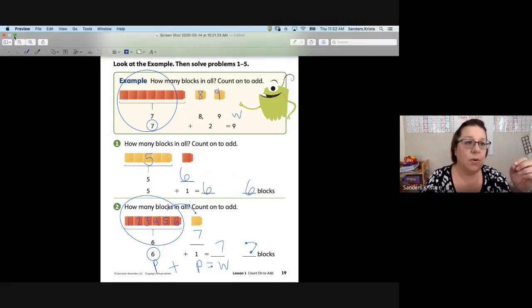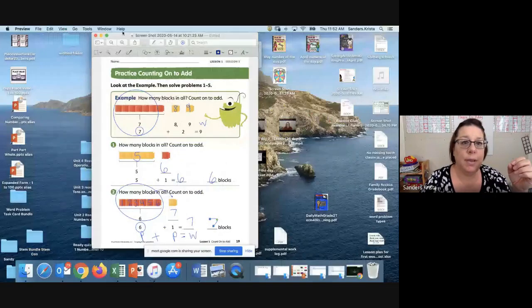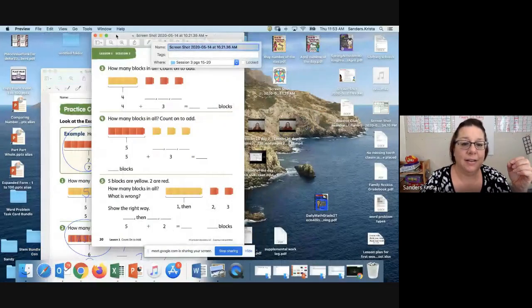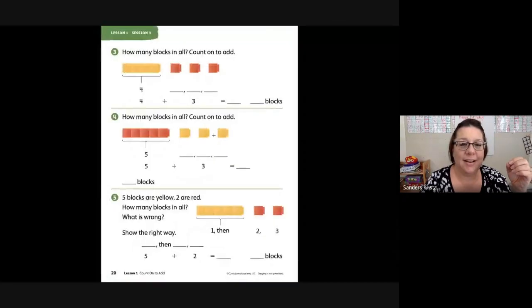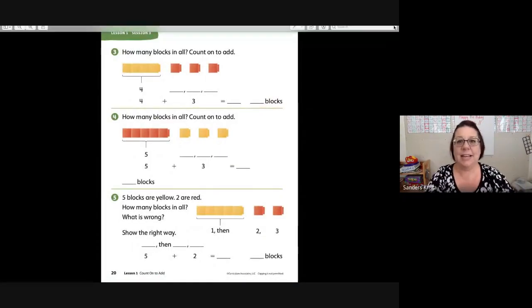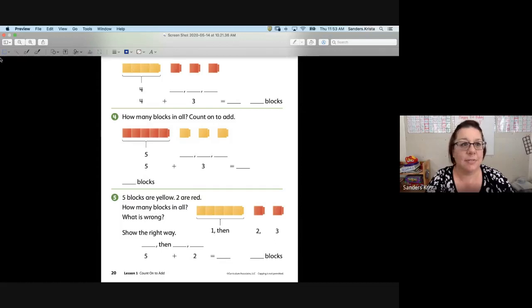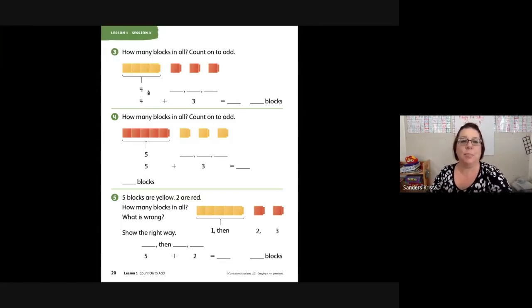Now we're going to move over to page 20. All right. And I need to grab my tool. And it says, how many blocks in all? Number 3. Again, press pause and see if you can do this one on your own. When you finish, come back.